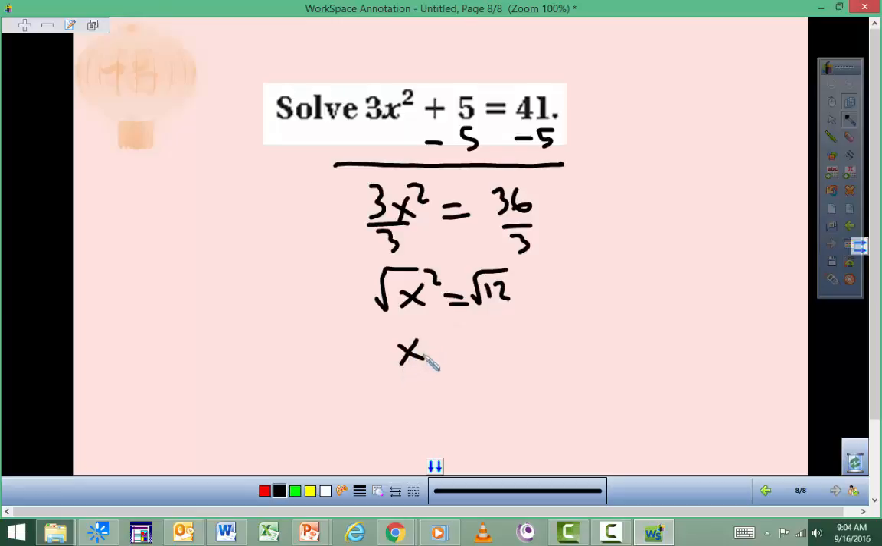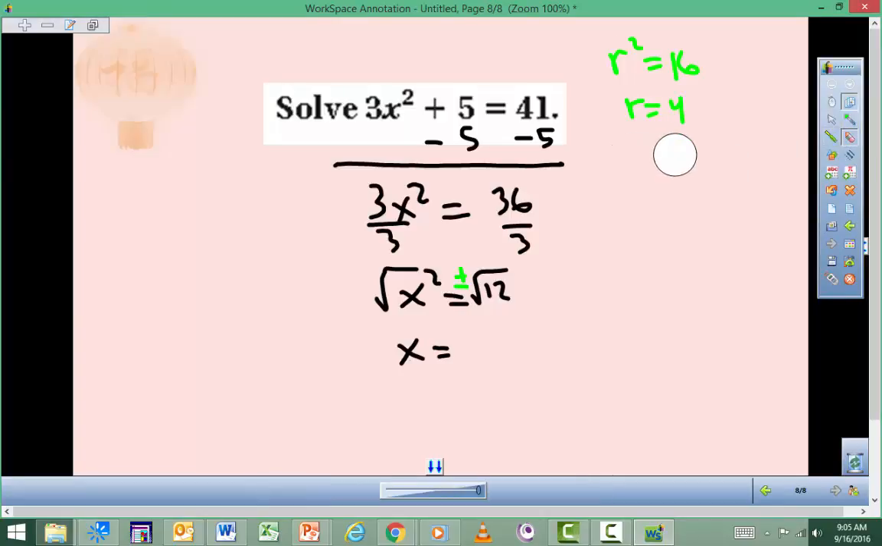Now keep in mind, when I'm solving for x, I actually have to put plus or minus. And that was part of my discussion yesterday. When you have r squared is equal to 16, there's two answers that work. R equals 4 works, and r is equal to, whoops, wrote that backwards.